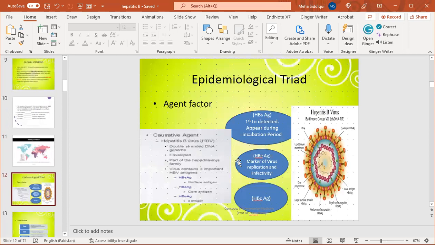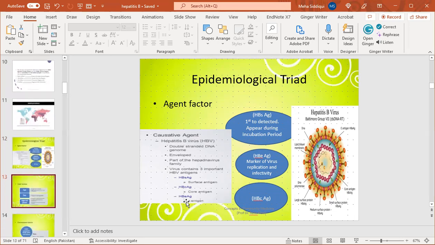Now, the epidemiological triad. First is the agent. The causative agent is the hepatitis B virus, which has a double-stranded DNA genome, is enveloped, and is a part of the hepadnavirus family. The virus contains 3 important antigens. Hepatitis B surface antigen is the first to be detected during the incubation period. Then there is the hepatitis core antigen. Then there is the hepatitis B E antigen, which is a marker of virus replication and infectivity.